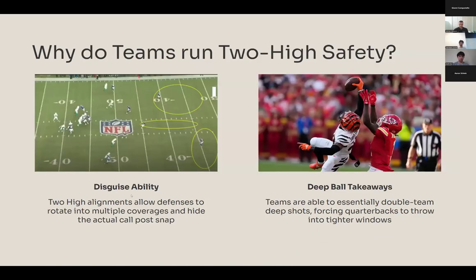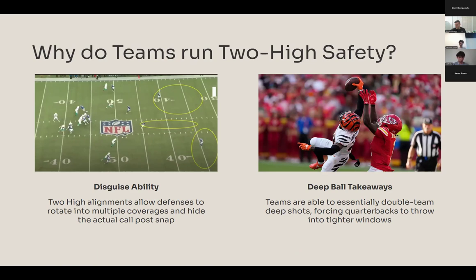So again, jumping into why teams run two high safety. One of the primary reasons is the ability to disguise plays. If you have two safeties back, then on one side of the field you can run a cover two, and on the other side you could be running a cover four. That allows defenses to rotate into multiple different coverage types, and offenses aren't able to read what the actual call might be post snap. So the disguisability is high, and that's why it's a very attractive option for defenses.